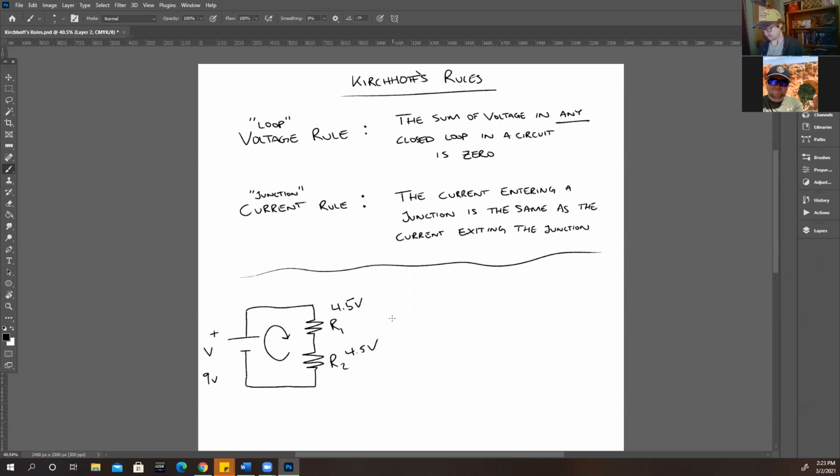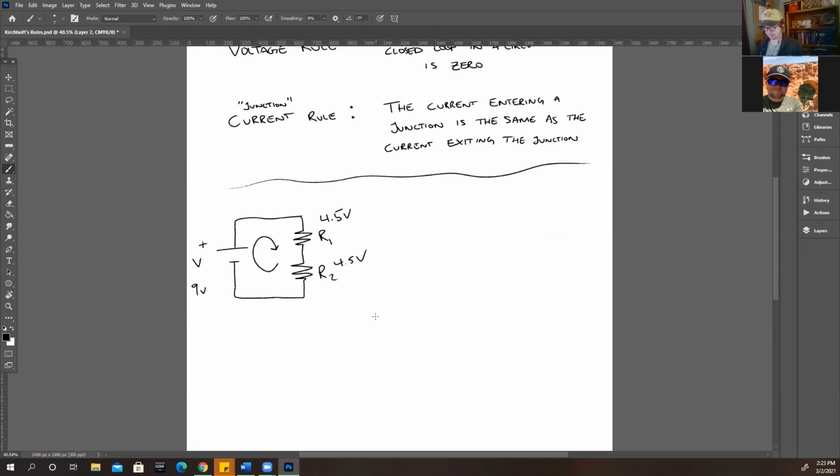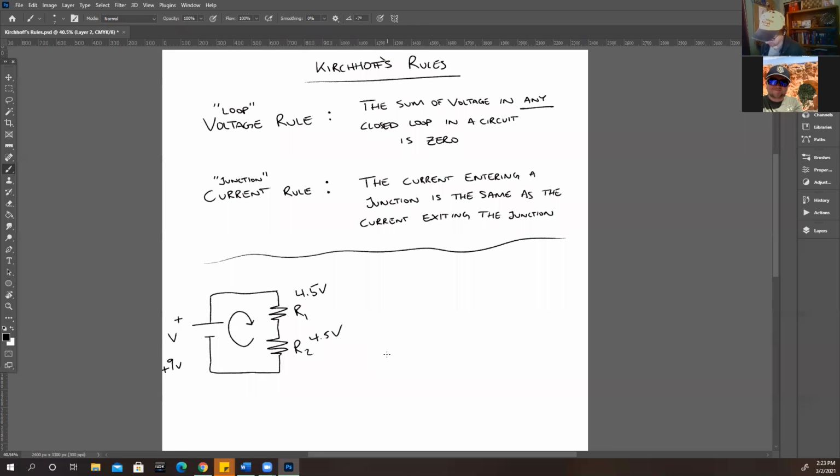This is where we could think about assigning a positive or negative sign to these circuit elements. In my mind, it's easy for me to think of the battery as providing the voltage, so it will be positive. So that is a positive 9 volts. So I start out by saying positive 9 volts from the battery.